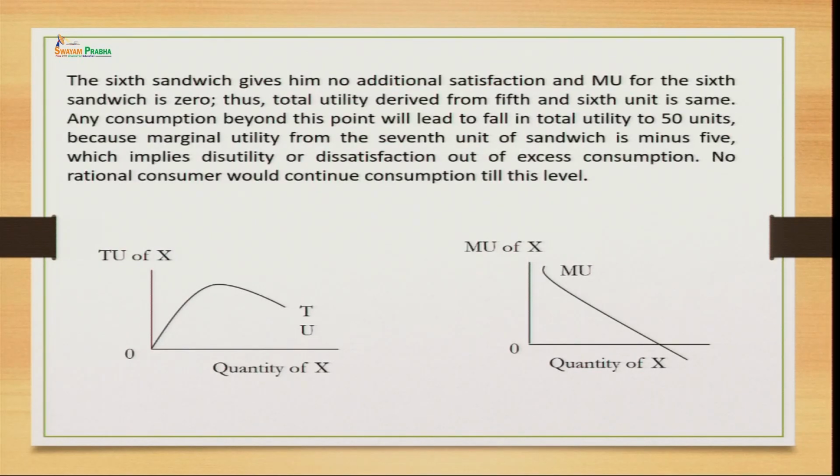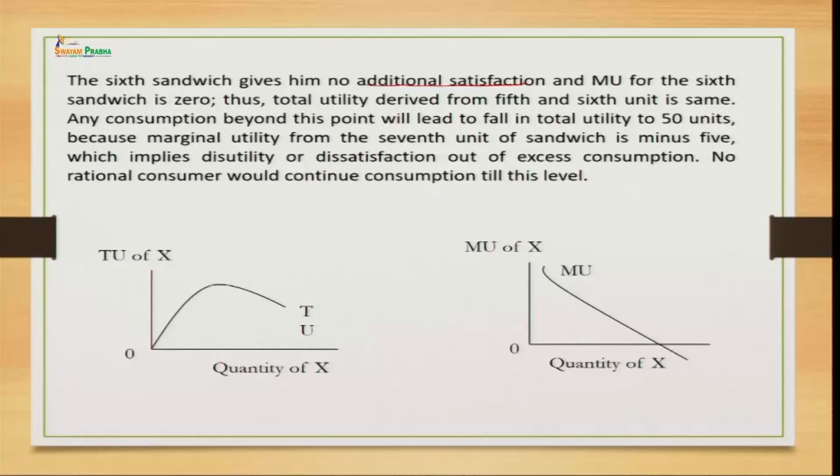As I have told you, the 6th sandwich gave him no additional satisfaction, right. Up to the 5th unit which he consumed, the total utility was increasing, but with the consumption of the 6th unit, his total utility was also not increasing, and the marginal utility for the 6th sandwich was 0. So, now this is the point where we need to understand that consuming any further unit will not give any kind of utility to that person, and the marginal utility will be 0.